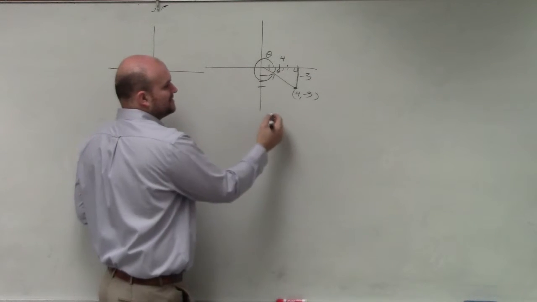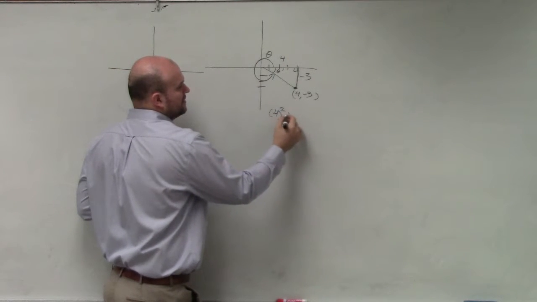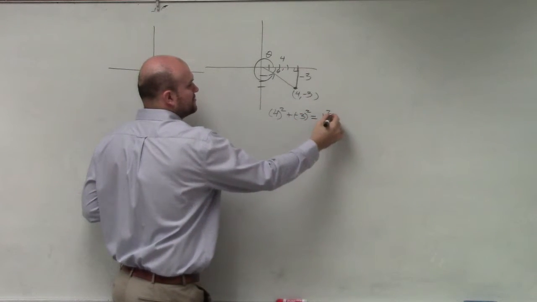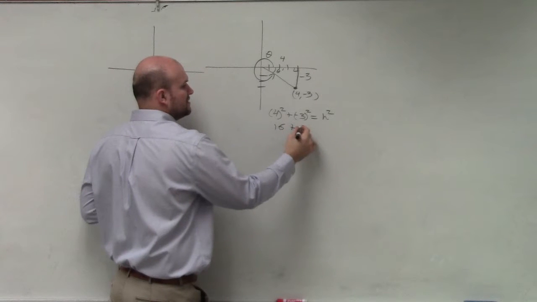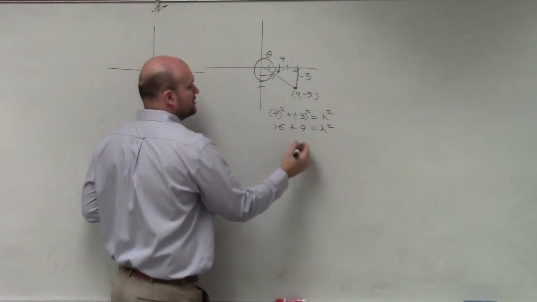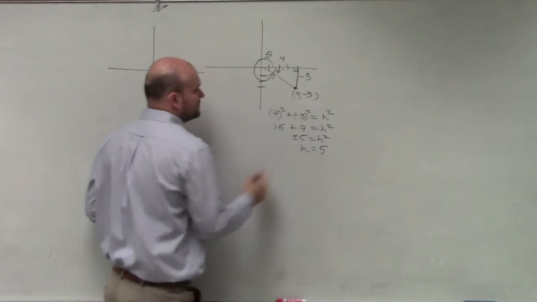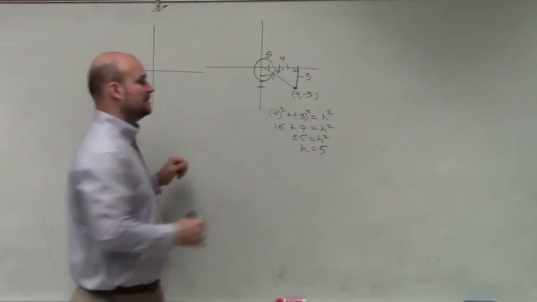So we can find the hypotenuse. 4 squared plus -3 squared equals hypotenuse squared. So we have 16 plus 9 equals h squared. 25 equals h squared. H equals 5. Does everybody agree with me on this?